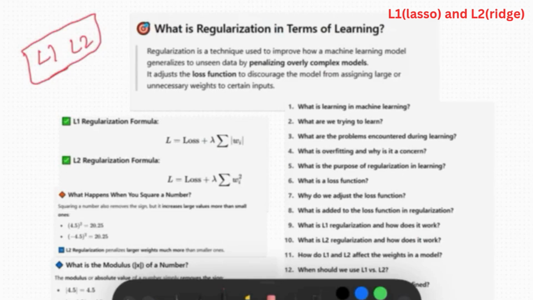What L1 and L2 basically do is adjust the weights. Why should it adjust the weights? Because weights are associated with accuracy. If you assign the weights correctly to the input, only then can you get correct accuracy.